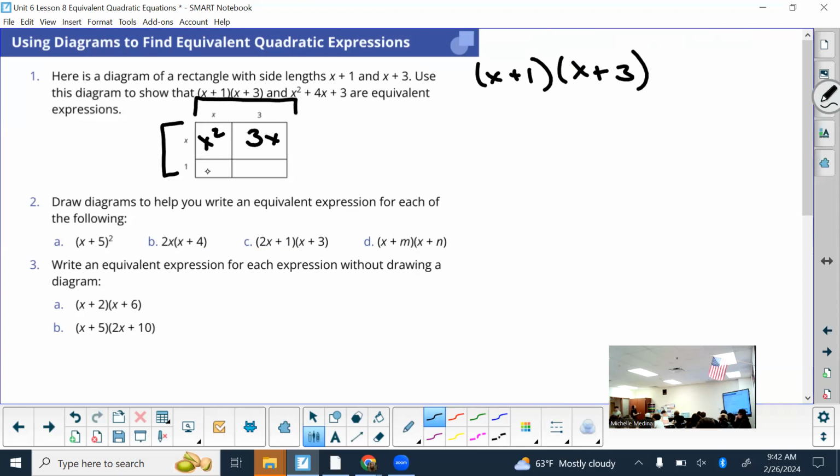All right, this box has dimensions of 1 by x, so what's 1 times x? 1x. And this one has dimensions of 3 by 1, so what's the area? Now, if I'm showing that this is equivalent to this, and I know that my area of this entire rectangle, I would have to add up all the smaller areas.